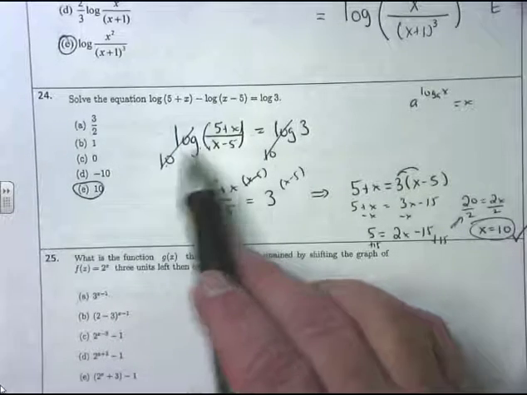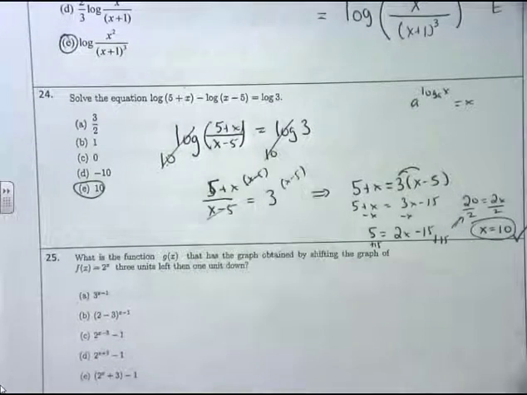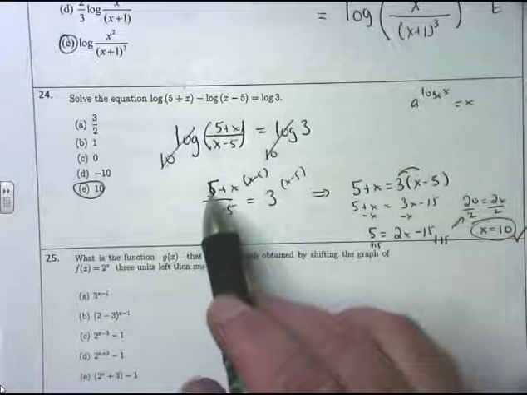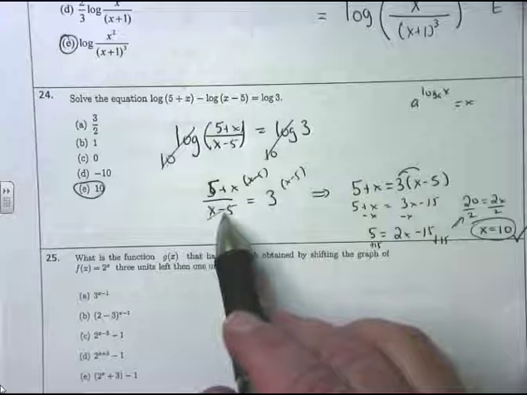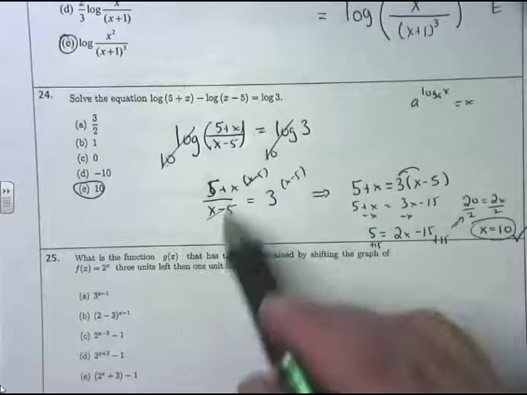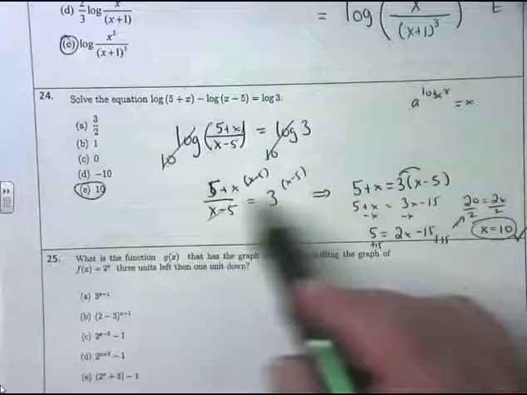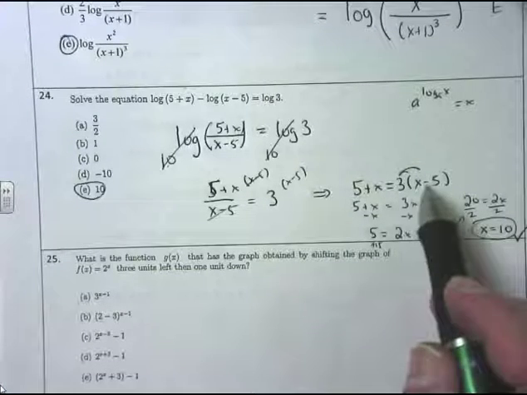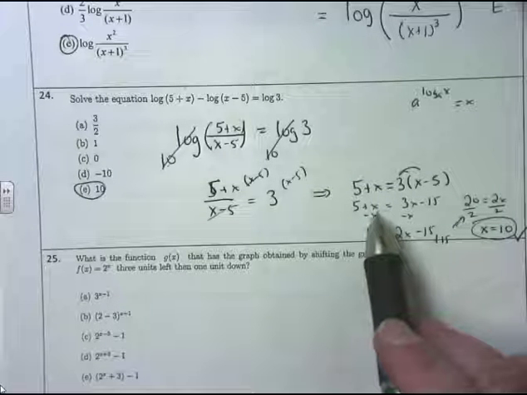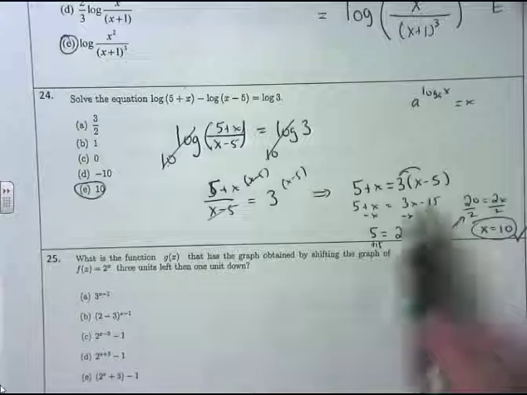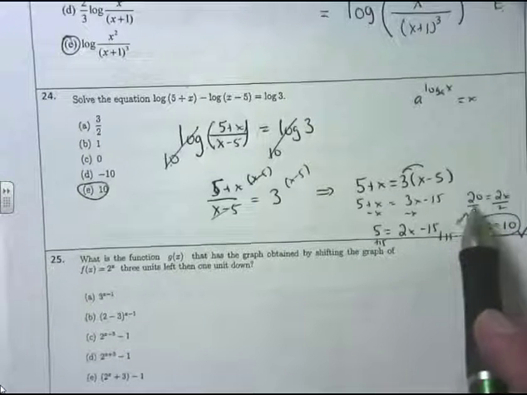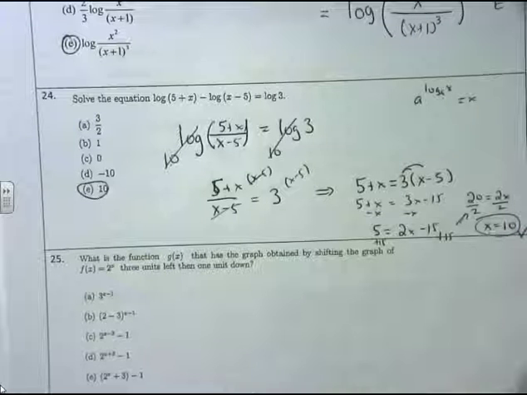And this is a base 10, so what you're really doing is raising 10 to each side, which ends up canceling your log base 10s. Then that gives you the equation 5 plus x over x minus 5 equals 3. You multiply both sides by your common denominator because you got fractions. You want to get rid of your fractions, so this cancels. You get 5 plus x equals 3 times x minus 5. I distribute. It gives me 5 plus x equals 3x minus 15 when I distributed. Subtract x, add 15, you get 20 is equal to 2x, and then divide by 2, x equals 10.